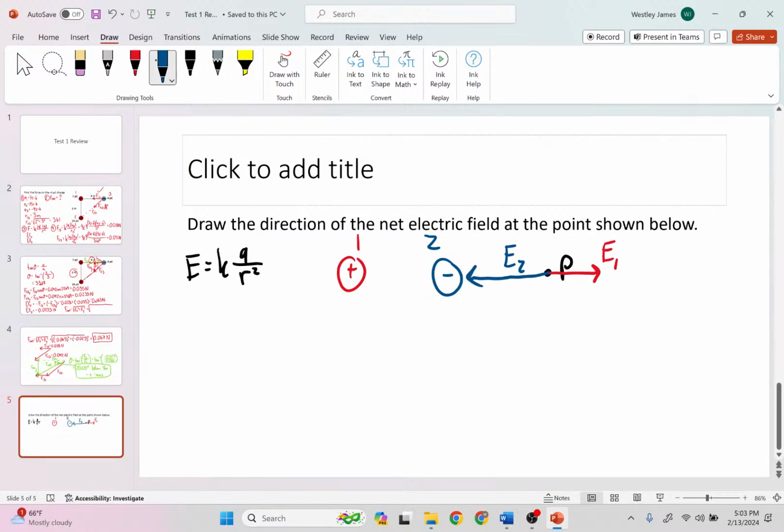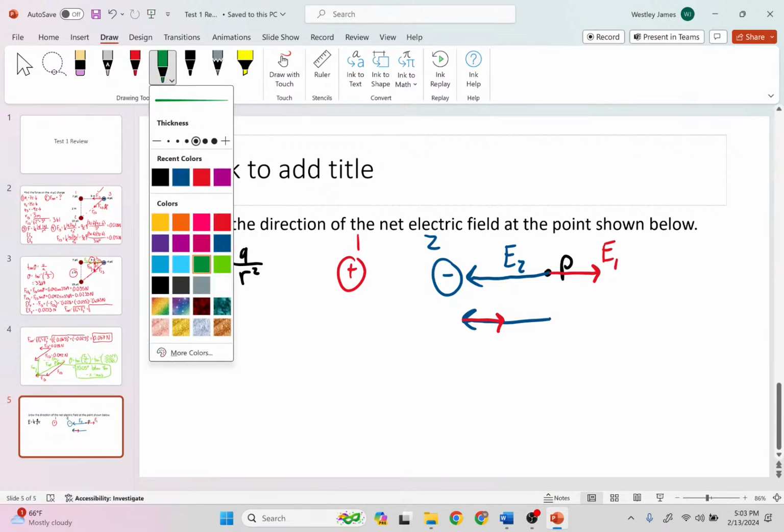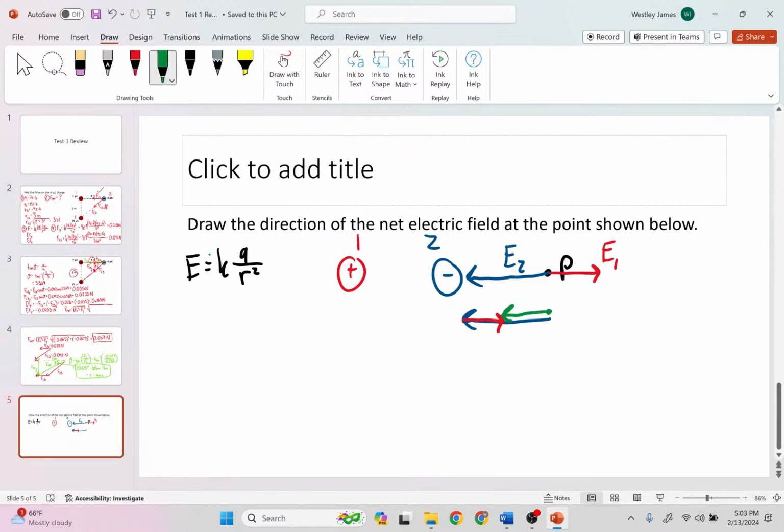So if I want the net field, I add those together. How do you add those together? Again, you can kind of be tip to tail. There's electric field 2. I start the red arrow where that one ended. And my net field points from the beginning to the end. E net. There you go. So the net field points to the left. How much? You would need numbers. But all I care about for this problem was that you understood distance mattered and the direction of electric fields.